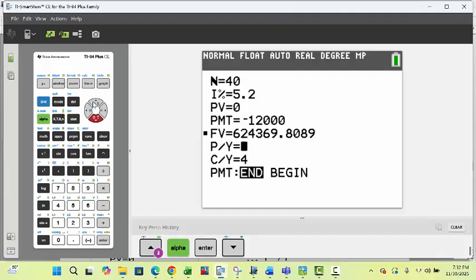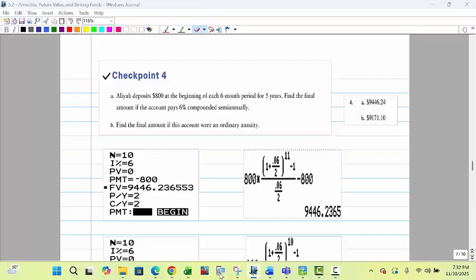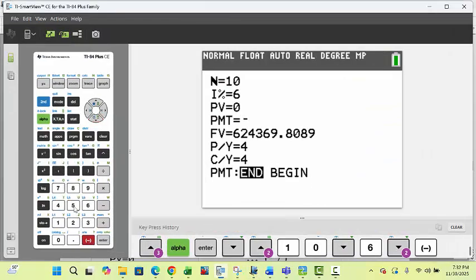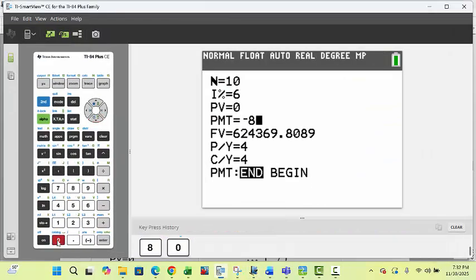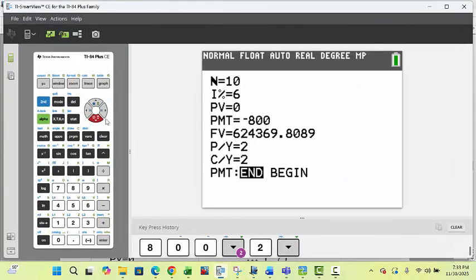Okay, I got the TVM solver already up, so I can just change the numbers here. That's 10. I believe that's 6. That's 0, negative 800 maybe. So I'll go ahead and make it negative this time. You'll see it won't make any difference. And semi-annually, I believe. Let me double check though. I think that's right. Yes.